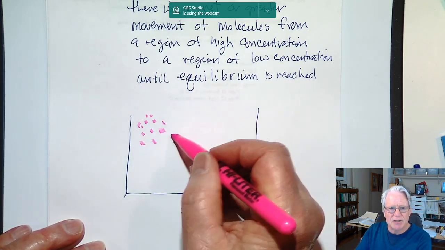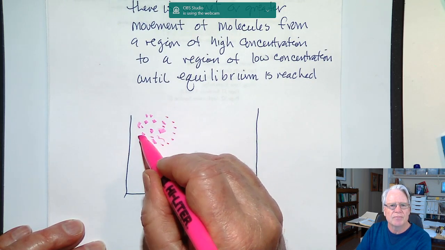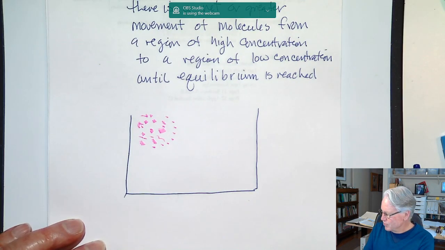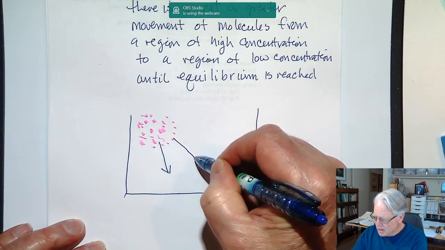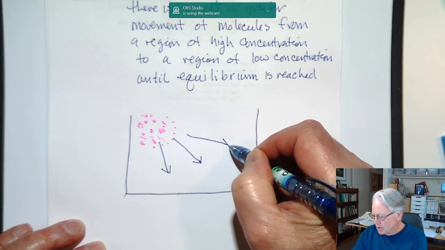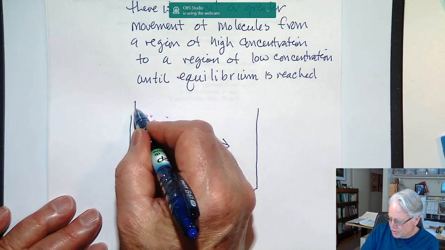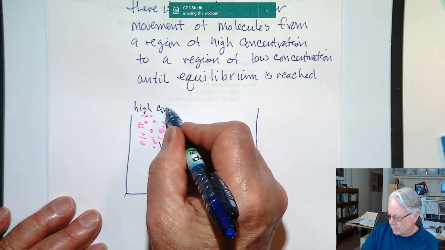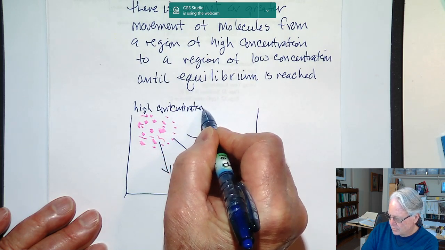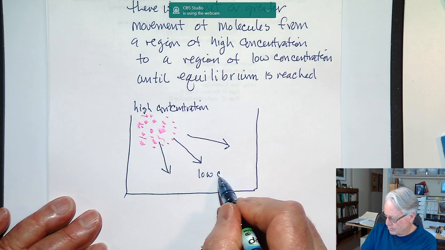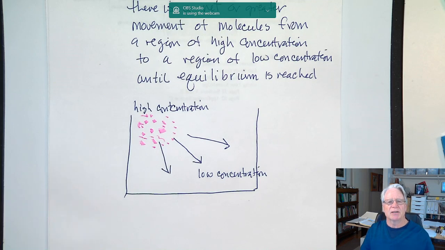Right. So that concentration, now we can see that it is highly concentrated in this corner and not so much concentrated in this corner. And then what's going to happen is we're going to get movement from this high concentration to the low concentration. So we have a concentration gradient, from high concentration to low concentration. Very simple concept to understand.